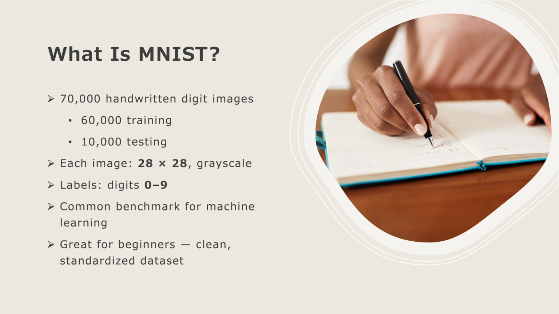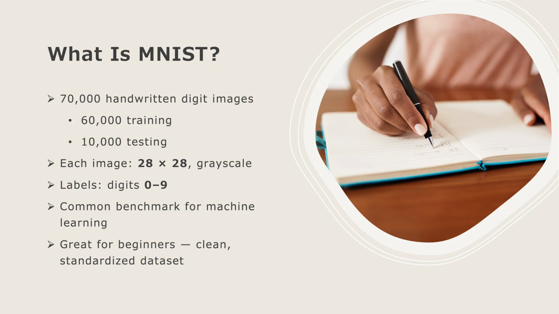The MNIST dataset is one of the most widely used benchmarks in machine learning. It contains 70,000 handwritten digit images collected from real people writing the numbers 0 through 9. Out of these, 60,000 images are used for training, and 10,000 are reserved for testing the model. Each image is a 28 by 28 pixel grayscale picture. That means every digit is represented as a small square of 784 pixels.